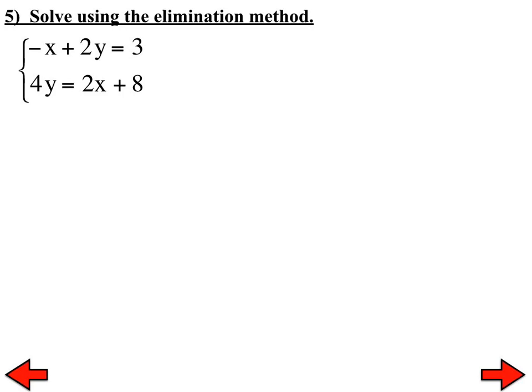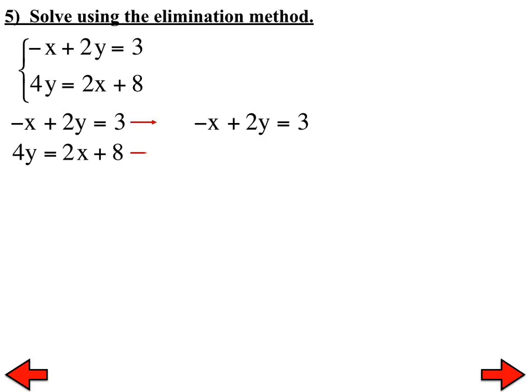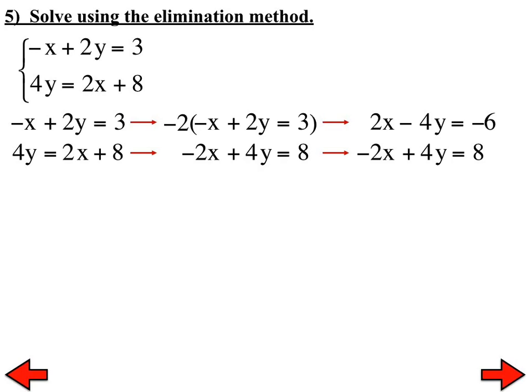So in order to solve any system by elimination, you really should make sure that both are in standard form. The first one is in standard form, the second one is not, so I'm going to take the second equation, subtract 2x from both sides, and then I'm going to multiply the top equation by -2. If I do that, I don't have to do anything else. And so look what happens.